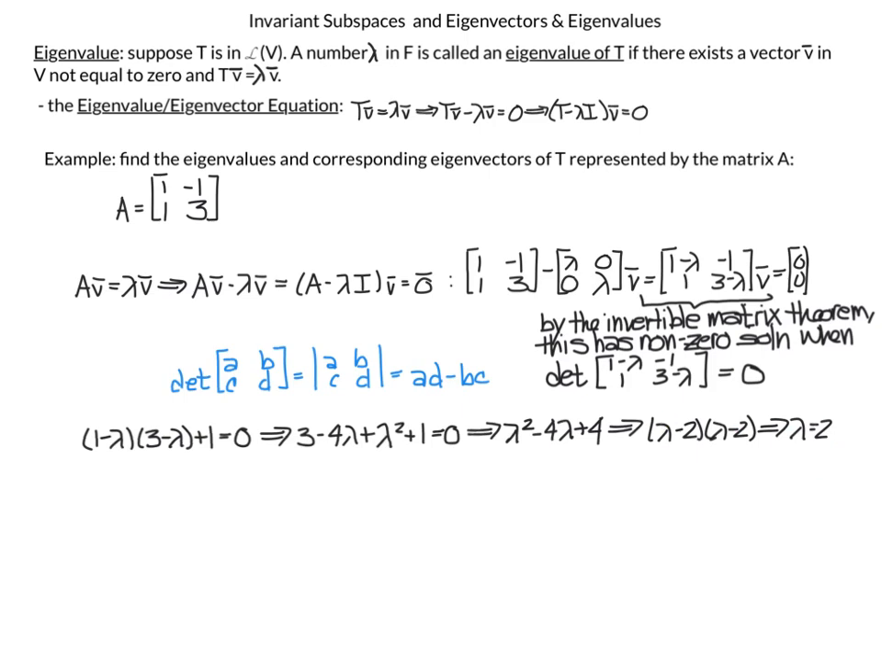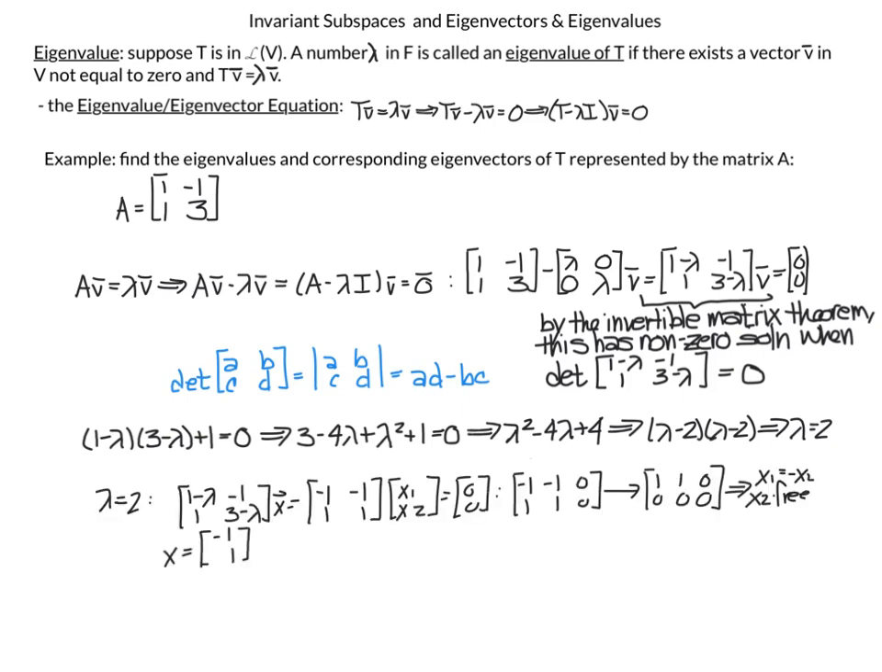That's repeated twice. To find our eigenvector associated with this eigenvalue, we plug our eigenvalue into this equation and then solve for v. So what that looks like is, for lambda equals 2, plugging in a 2 for this lambda in our equation over here. I should change this from an x to a v.